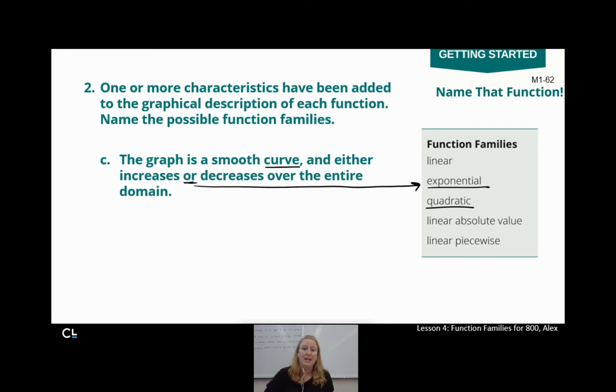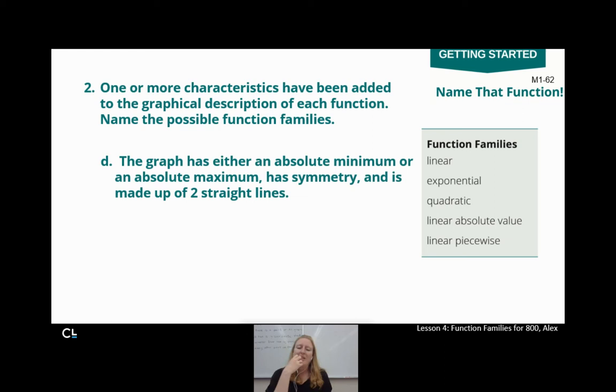One more. I got another. The graph has either an absolute minimum or an absolute maximum, has symmetry, and is made up of two straight lines. Okay, whoa, whoa, whoa. First of all, absolute minimum or an absolute maximum, it has to be either quadratic or linear absolute value, right? Has symmetry. Well, quadratics make parabolas that I can fold, so they have symmetry, and linear absolute values make V's, but I can also fold those to be symmetrical, so that wasn't very helpful.